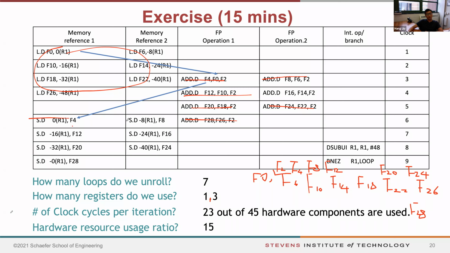4, then 8, then 12 included already, 16 not included. This was not included, so here, and then F20 included, F24 included, F28 included, and then R1, right? So we can count 1, 2, 3, 4, 5, 6, 7, 8, 9, 10, 11, 12, 13, 14, 15, 16. So we use in total 16 registers. Okay.